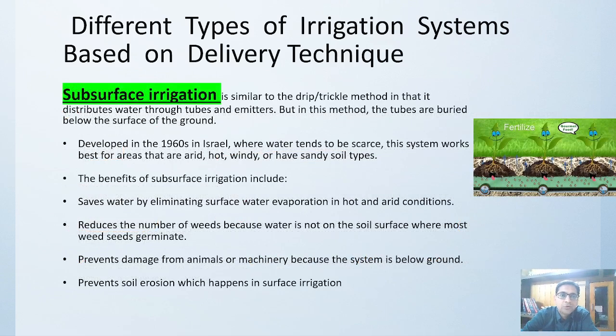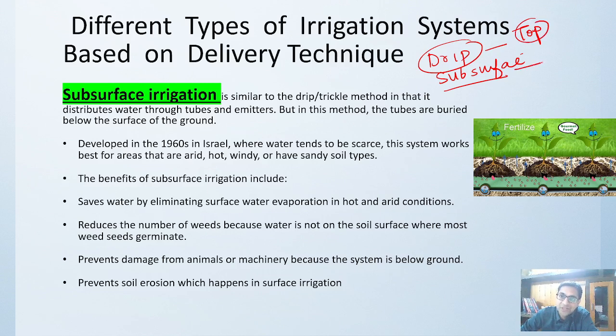Now we are coming to subsurface irrigation. Normally people ask, sir, what is the difference between subsurface irrigation and drip irrigation? In subsurface irrigation, we are also sending the water to the roots. There is a difference between the two: drip irrigation leaves the water on top of the soil, and in subsurface irrigation we are sending the water directly to the roots of the plant.